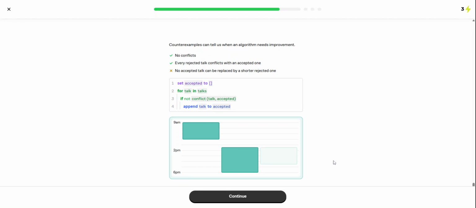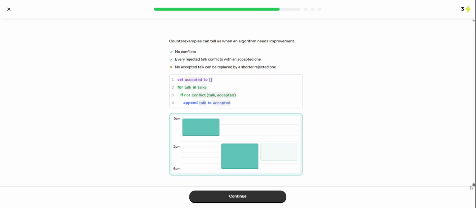Counterexamples can tell us when the algorithm needs improvement. These two ticks, but last one a cross. So a shorter rejected one, talk accept this, or the first two, only two satisfy here. Alright, I'm not going to repeat this explanation once again. So I think it's time to put on our test with some practice questions. Now it's time to take it all. Continue.